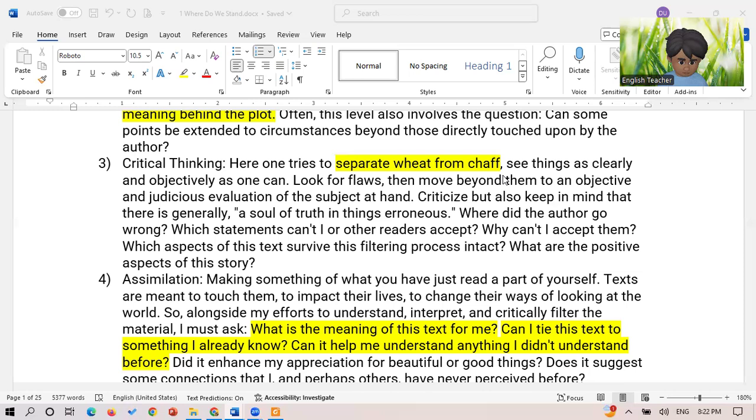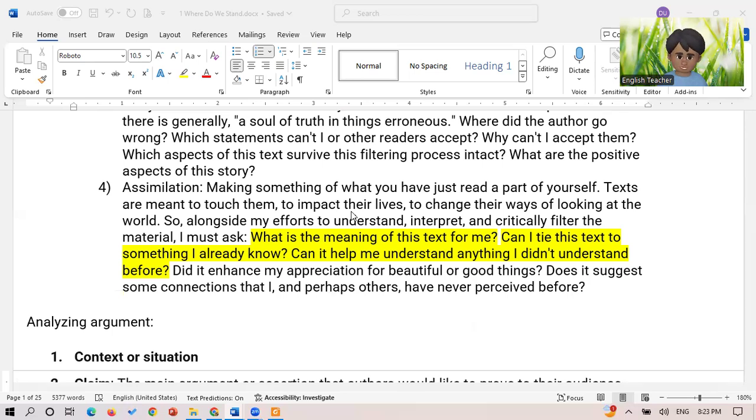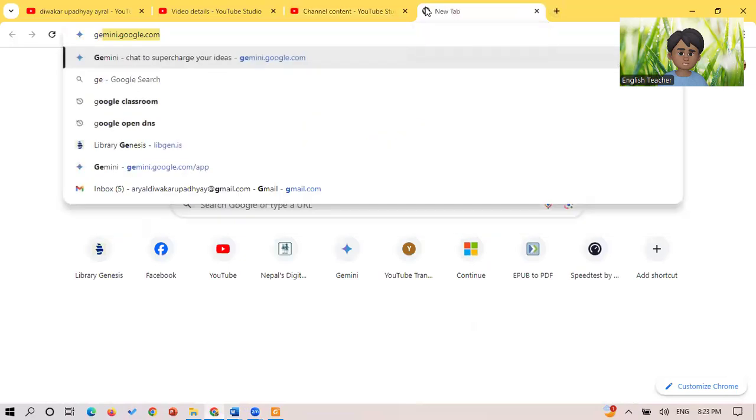So you look here for positive aspects of the story as well as negative aspects of the story, and you decide what is more valuable and what is less valuable in the story. Now, the fourth level of interacting with the text is assimilation. So, assimilate, let me just use Google Gemini and check for the word, verb assimilate, what it means in English. Then I'll continue. Just let me open Gemini.